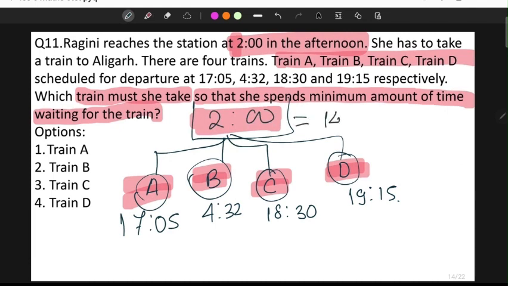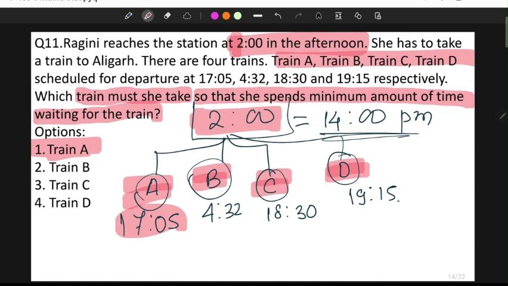2 in the afternoon means 14, right? This is PM. 2 in the afternoon means it is 14. So after 14, which is the time closer to 14? After 14, the time closest to 14 is 17. So the minimum time she can spend is when she takes train A only. So option A is the correct answer. If she takes train A, only then is she going to spend the minimum time.